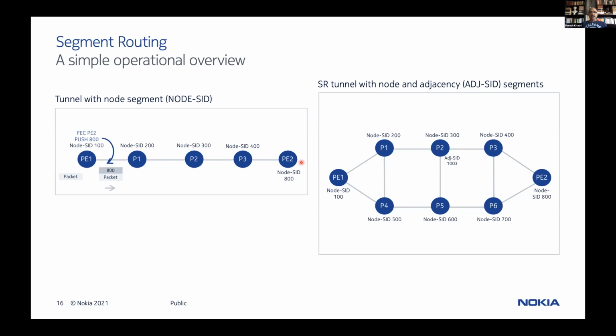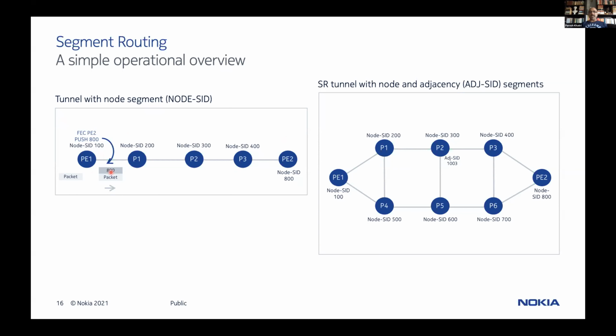So what it does is, a packet comes into PE1 and it's destined for PE2. Now, FEC here stands for forwarding equivalence class. For those of you who are familiar with MPLS, that's an RFC 3031 concept. A forwarding equivalence class is a set of packets that are forwarded in the same way. Now, in this case, the forwarding equivalence class is for, say, the loopback address or the system address for PE2. So we get a packet for PE2 and we push a label of 800 on it because we know that 800 is the label for PE2.